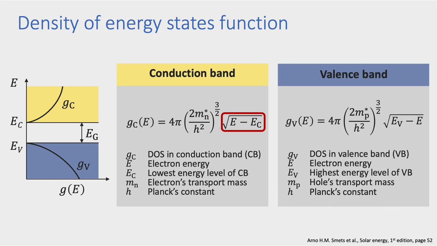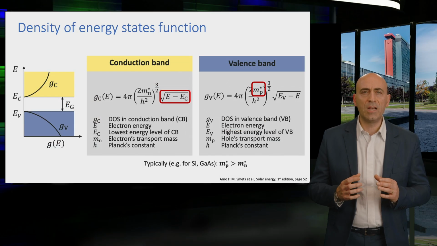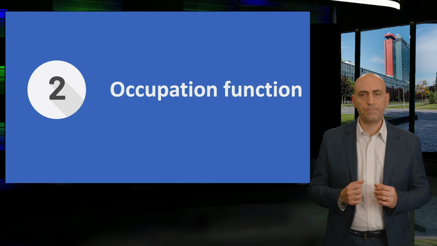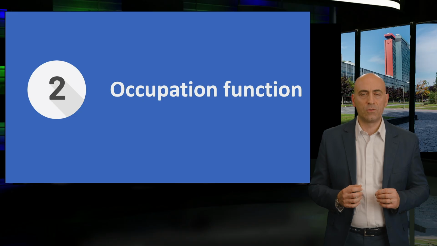Now let's continue with the valence band. The equation of density of states in the valence band is very similar to that of Gc. But now we have to use the effective transport mass of holes, mp star, instead of that of electrons. In most common semiconductors like silicon and gallium arsenide, the effective transport mass of a hole is larger than that of an electron. This difference makes the two curves asymmetric, resulting in the valence band density of states being larger than that of the conduction band, especially away from the band gap.